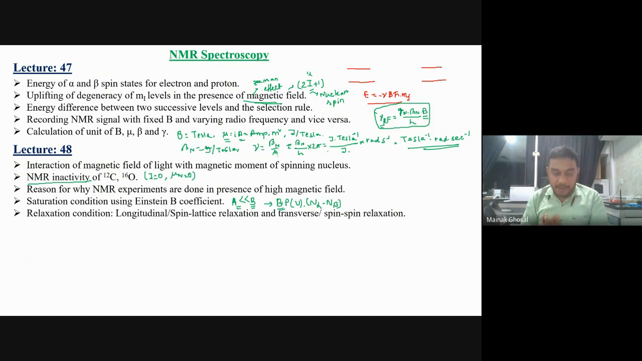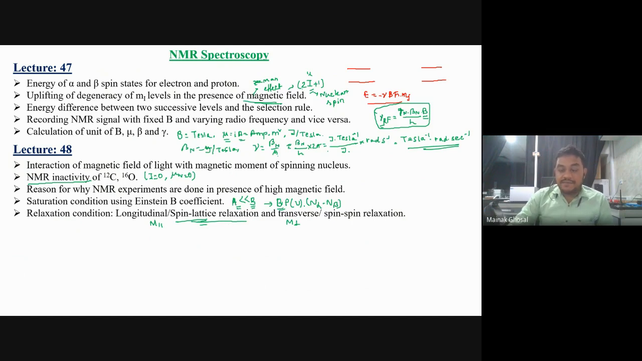And then the relaxation conditions. Two relaxation conditions were there: the magnetic field could be parallel or it could be perpendicular to the external magnetic field. So the magnetic field of the nucleus, if parallel, will interact and deviate from the equilibrium position. When it relaxes back, this relaxation will be manifested by the lattice present in the molecule. So this is also called longitudinal relaxation, and this is also known as spin-lattice relaxation.